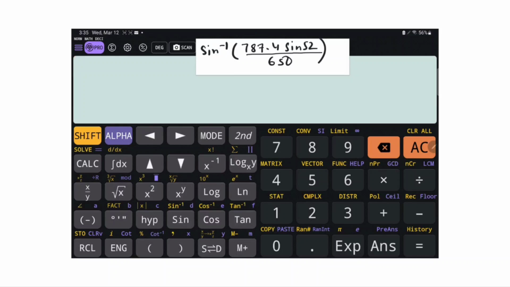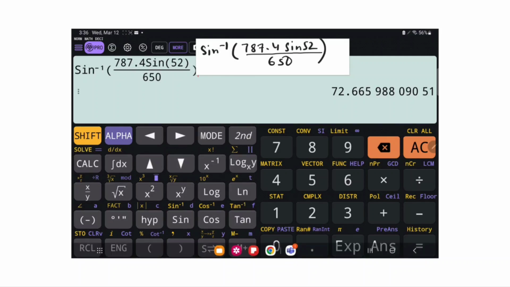Alright, so we are going to find the value. Shift sine inverse, then numerator 787.4 sine 52, then come down to 650, and bracket close. This is 72.6667, which is 72.67, or 72.7 corrected to one decimal place.